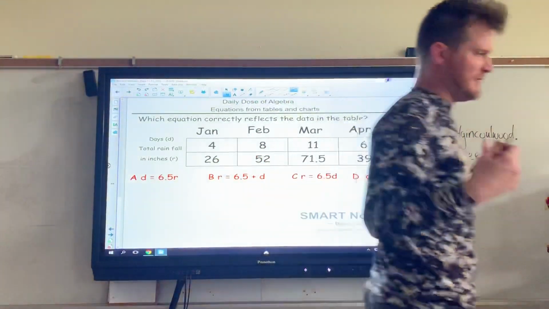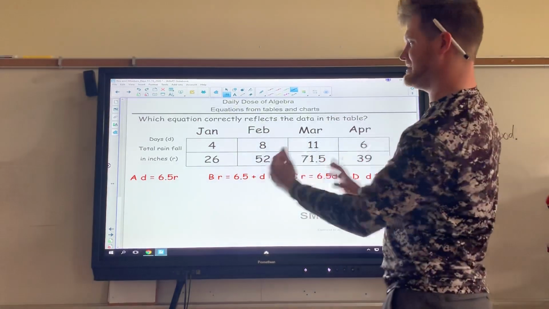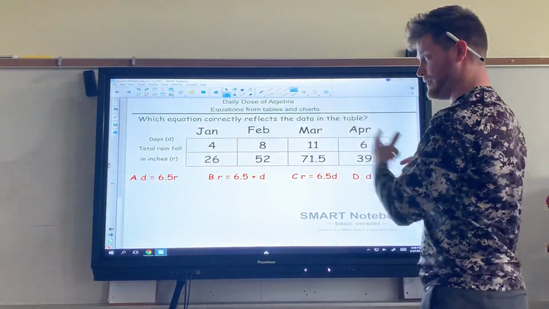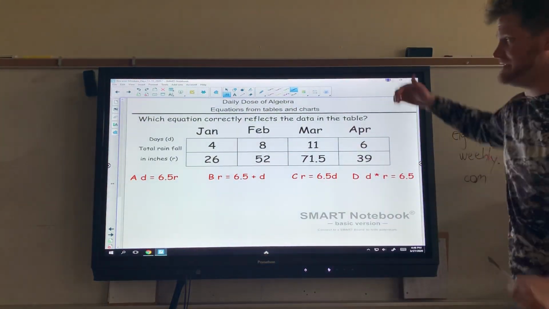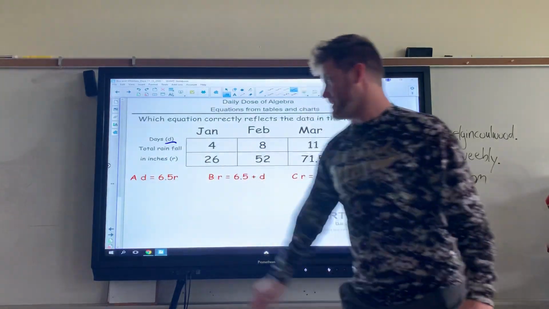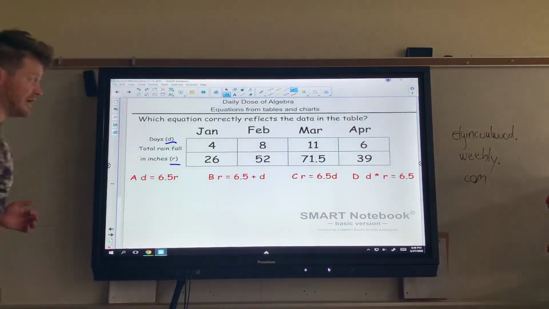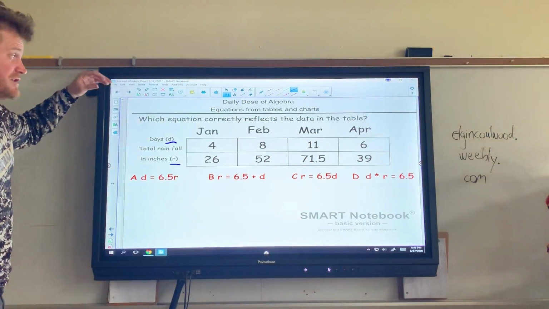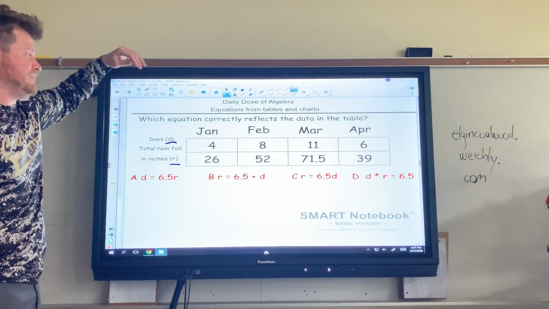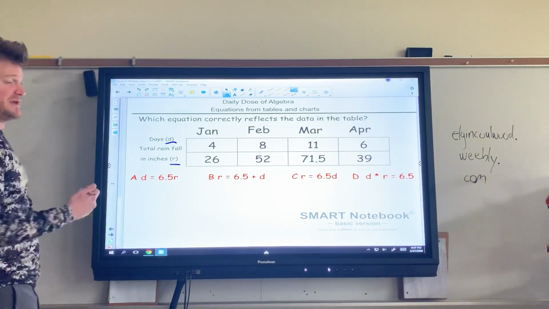All right, so hopefully you paused it and tried it on your own. When I'm looking at this data set, yesterday's was like, what do we do to the left side to equal the right side? What do we do to the x to equal the y? In this case, it's what are we doing to the top to equal the bottom? So the top variable is d, which is the days, and the bottom is r, which is the total rainfall. So we are multiplying something by d to equal r. In this case, it's going to be 6.5.